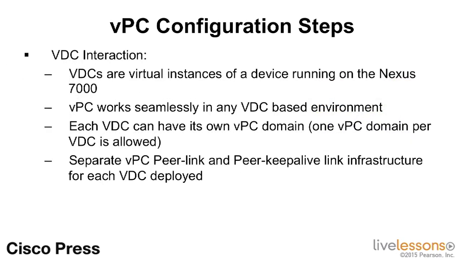Now, a couple notes on VDCs with the Nexus 7000. So VDCs are virtual instances of a device running on the Nexus 7000, and of course are covered in great detail in another lesson. VPC works seamlessly in any VDC-based environment, and each VDC can have its own VPC domain. So just like you had a pair of switches that can have one VPC domain, each VDC in a Nexus 7000 can have its own VPC domain, again, limited to one VPC domain per Nexus 7000. And then a separate VPC peer link and peer keepalive link infrastructure is needed for each VDC that's deployed.